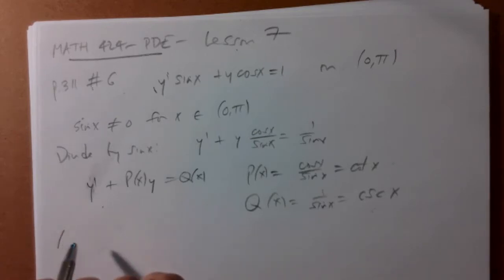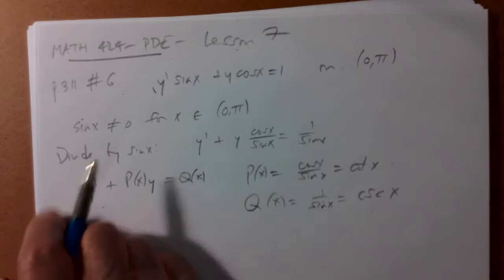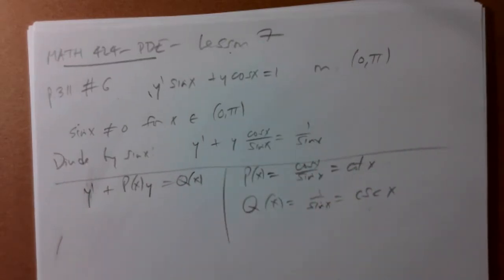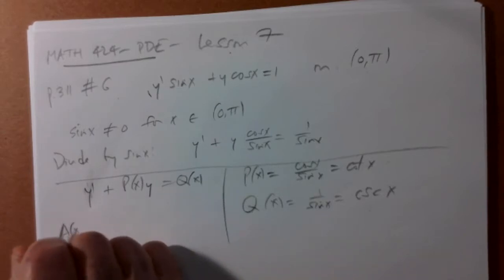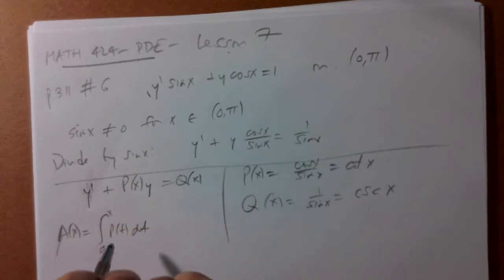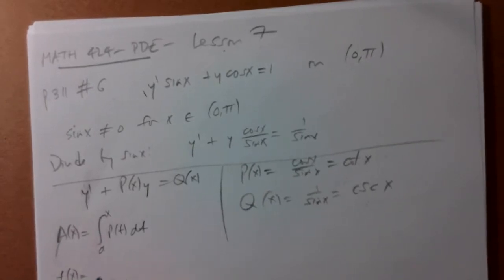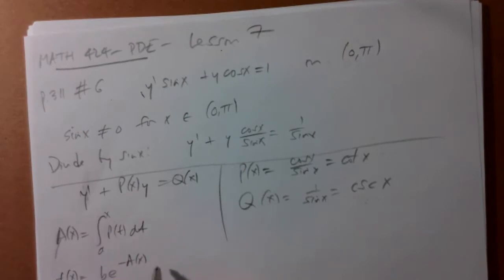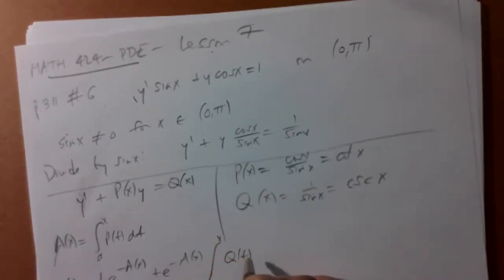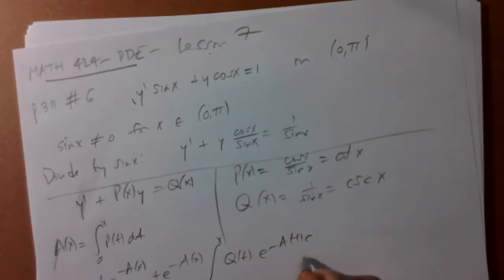Let me just check one thing. Yes. So when we have our first order equation written in this form, we define A of x to be the integral from some a to x of p of t dt. And our general solution is f of x equals b e to the minus A of x, plus e to the minus A of x times an integral from a to x of q of t, e to the A of t dt. Right?